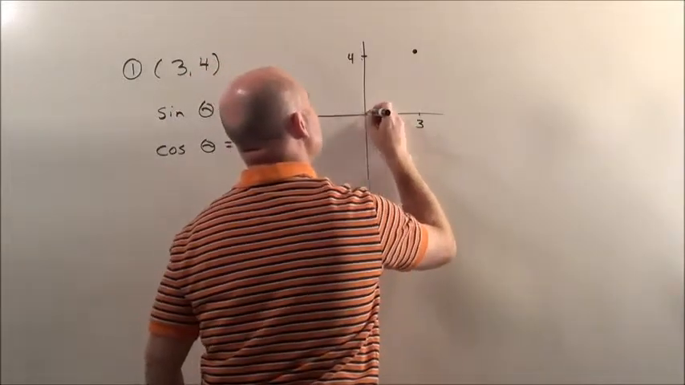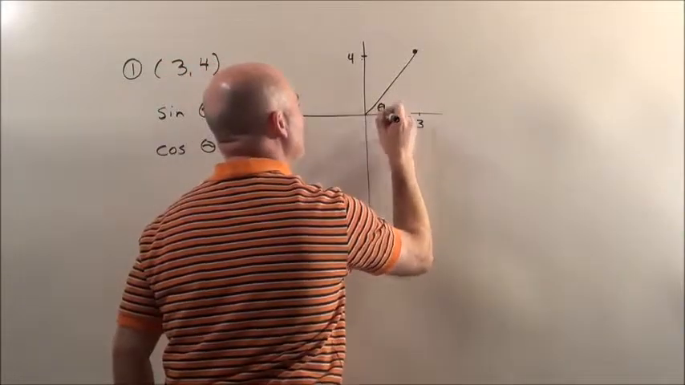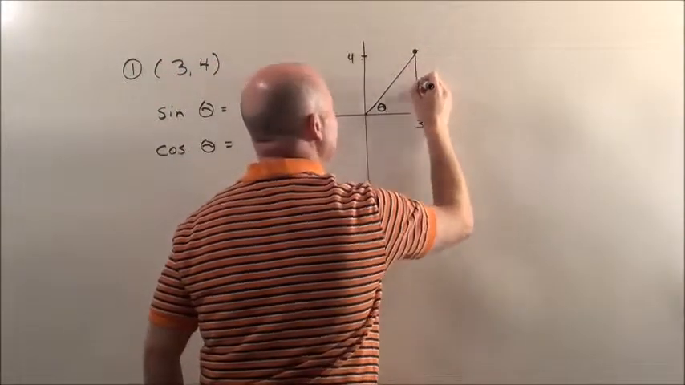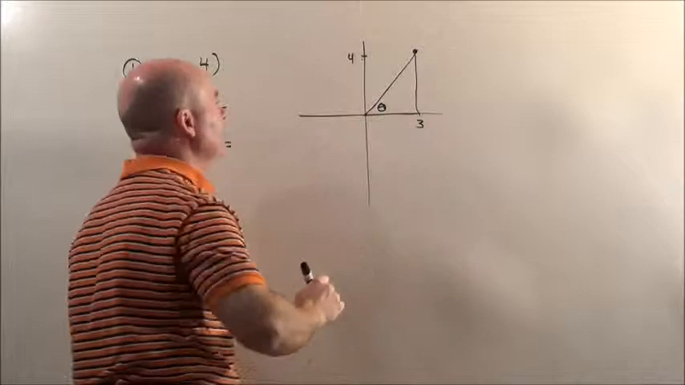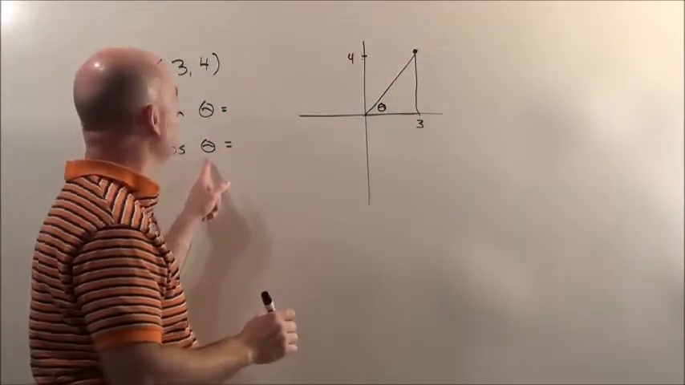And what it's asking is, it has this line, the terminal side's in the first quadrant. It wants to know theta right here, given that we make a triangle here. What is that angle right there? And it wants to know the sine of that and the cosine of that.